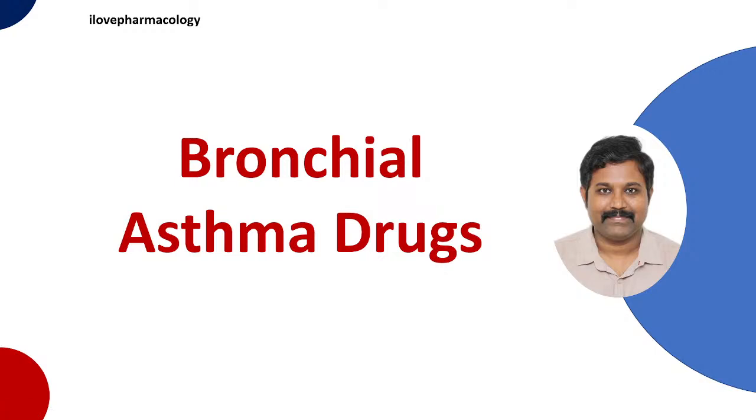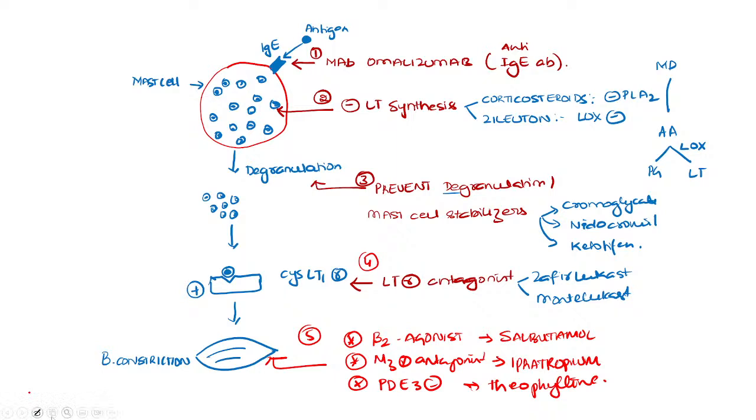In this live session, let us learn about drugs which are useful in the treatment of bronchial asthma. So as you can see in the diagram, this is the diagram which is helpful in learning which are the target sites which can be found to treat bronchial asthma.